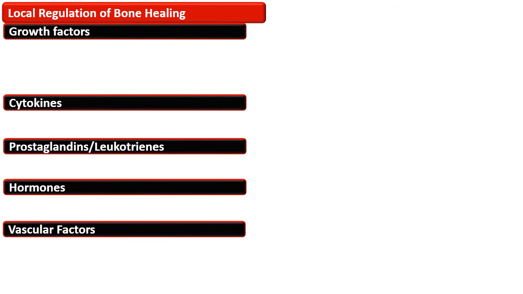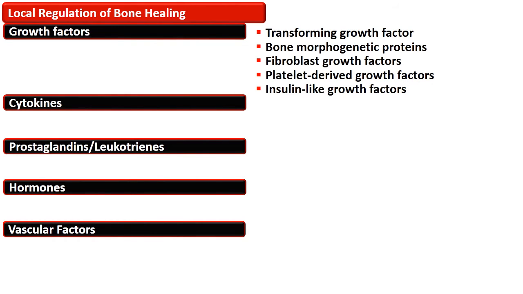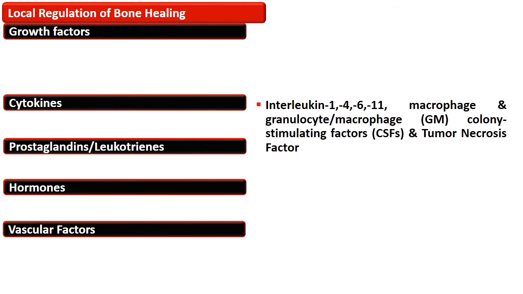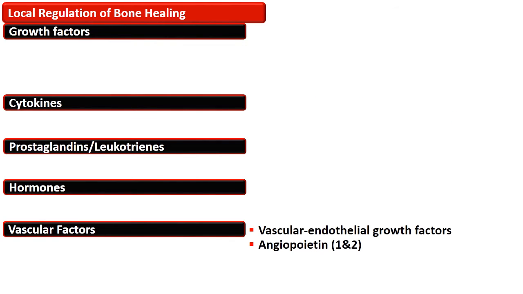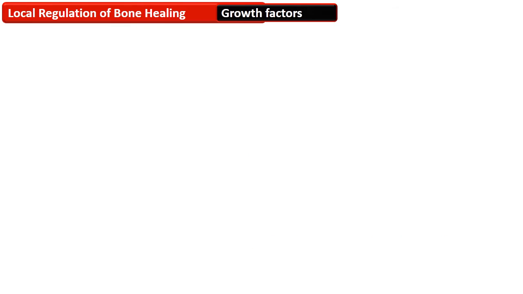So this fracture environment is enriched by various growth factors, cytokines, prostaglandins, leukotrienes, hormones and vascular factors. The various growth factors are transforming growth factor, bone morphogenetic proteins or BMPs, fibroblast growth factor, platelet-derived growth factor, insulin-like growth factor, while the cytokines are interleukin 1, 4, 6, 11, macrophage and granulocyte colony stimulating factor and tumor necrosis factor. The prostaglandins and leukotrienes are also responsible for the healing. Then there are numerous hormones which we will discuss later. The vascular factors are vascular endothelial growth factor and angiopoietin 1 and 2.